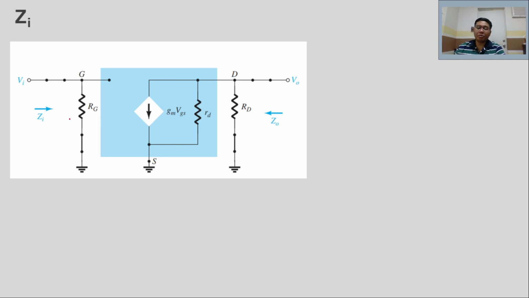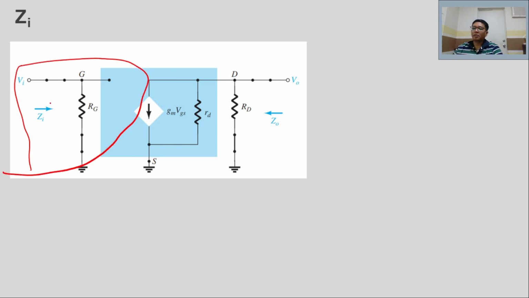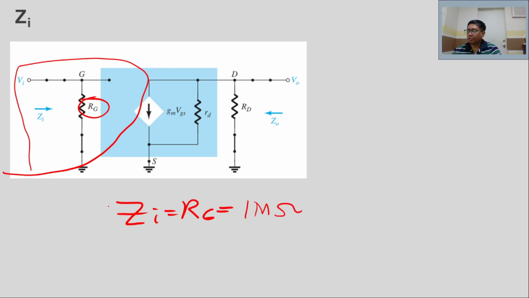For Z sub I, or the input impedance, we're going to look at this part. Before the input coupling capacitor, we have Z sub I. The only thing that is present at this point is R sub G. Therefore, Z sub I is equal to R sub G, which is equal to 1 meg ohm.